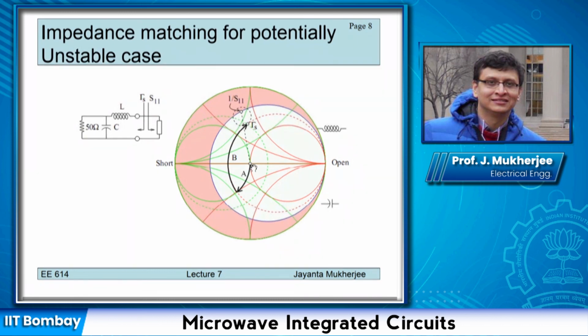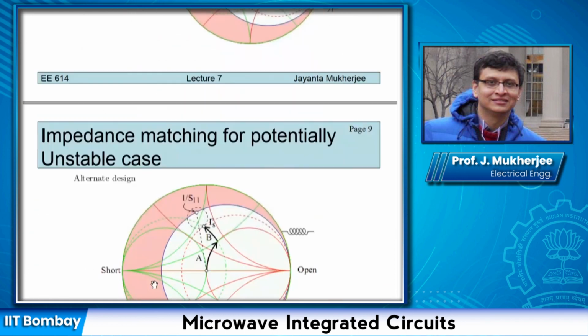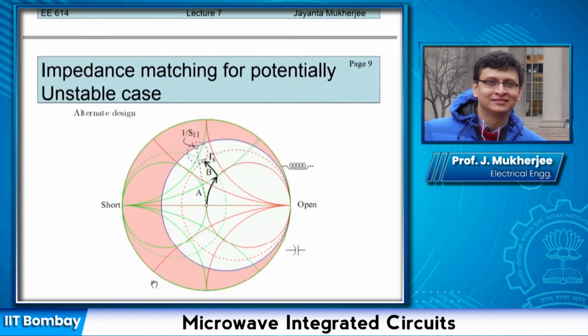Since I am traveling first along a constant conductance circle downwards, that is the path A, I have this capacitor C, and then after reaching this point, I am going upwards along a constant resistance circle, path B, and that is represented by this inductor. That's how I obtain my impedance matching network.